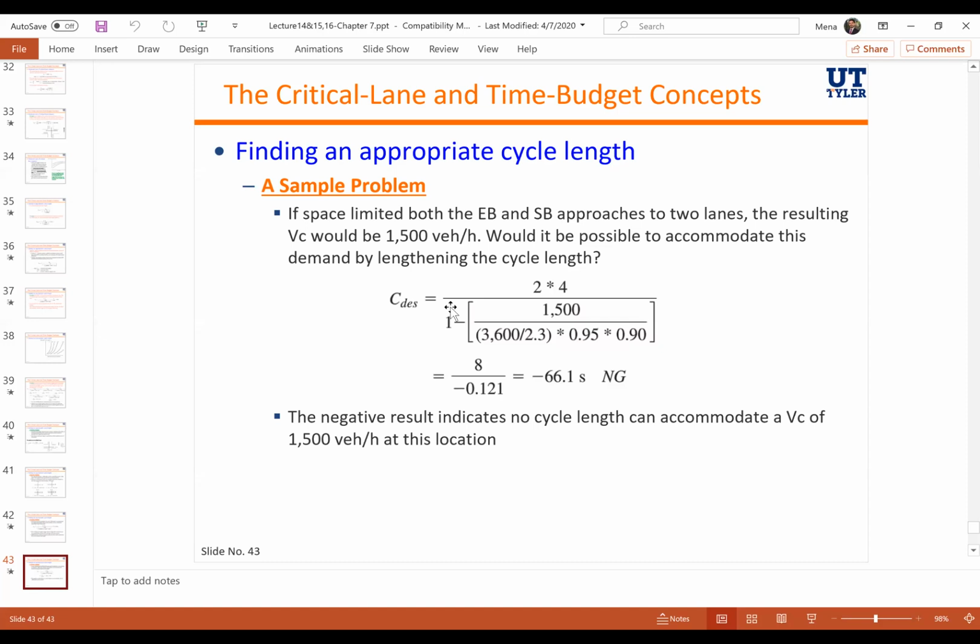So that's in a nutshell what we covered in this chapter. It's a very important chapter, and it's a good introduction for what's going to be expanded on next.